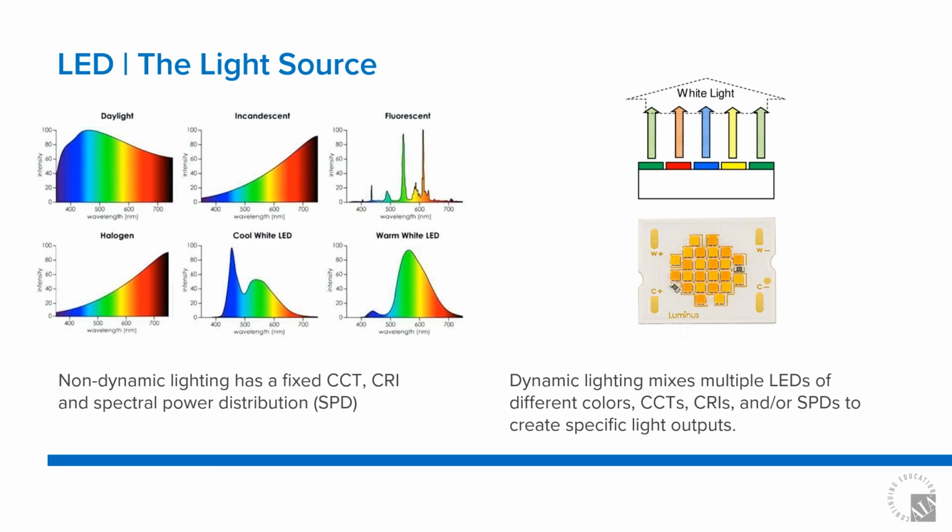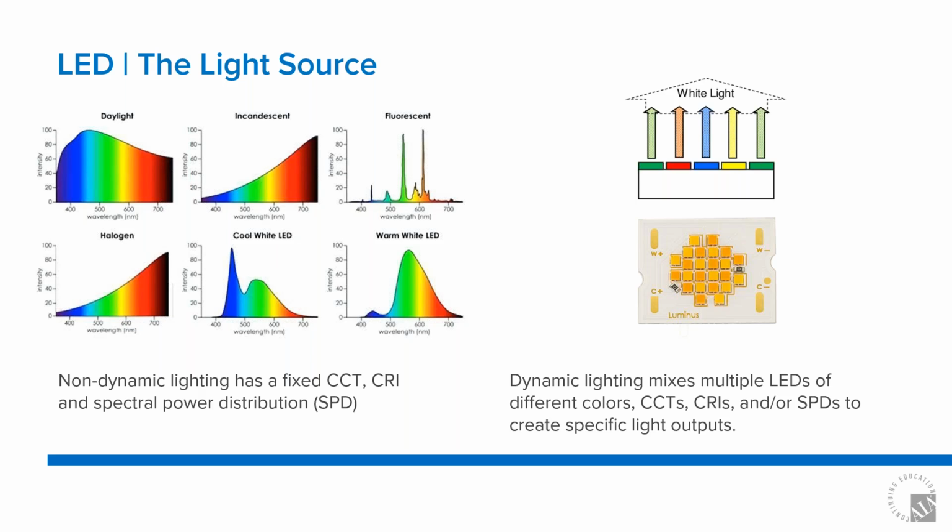Non-dynamic lighting has a fixed color temperature, CRI, or spectral power distribution. What makes dynamic lighting different than non-dynamic is the fact that we mix multiple LEDs of different colors, different color temperatures, different color rendering indexes, or different spectral distributions to create a specific light output.